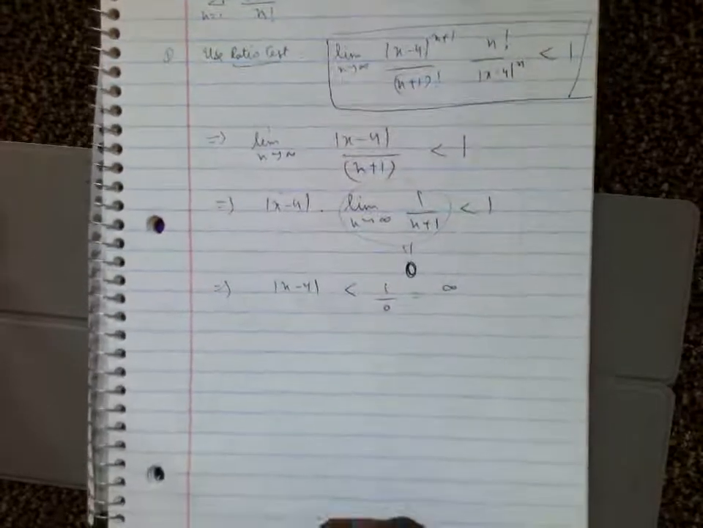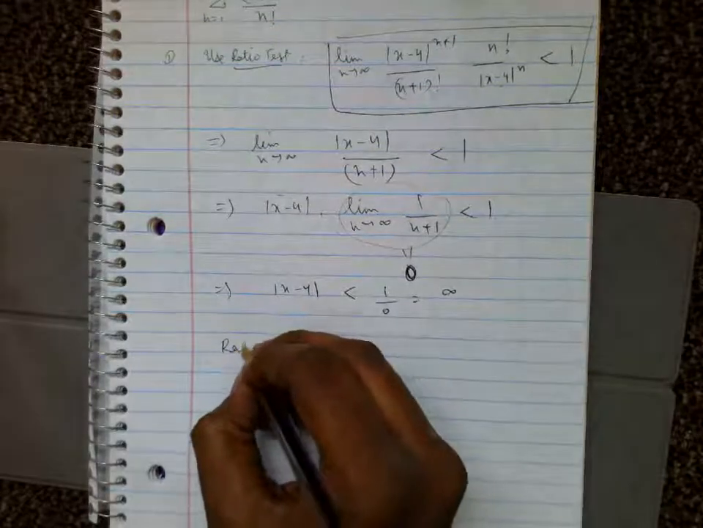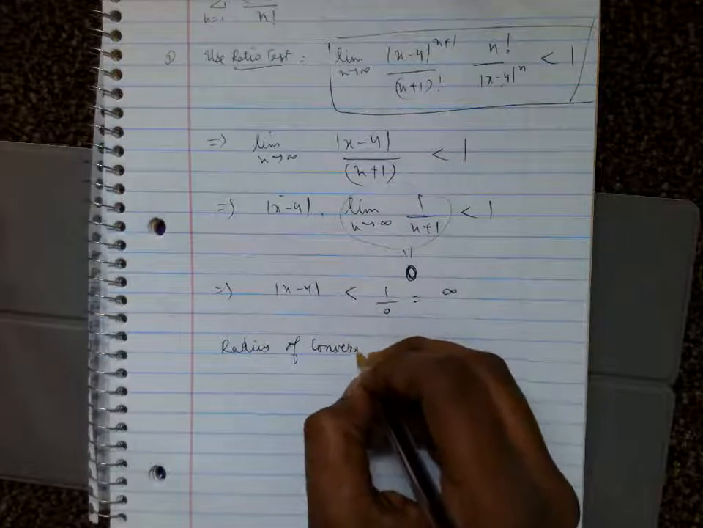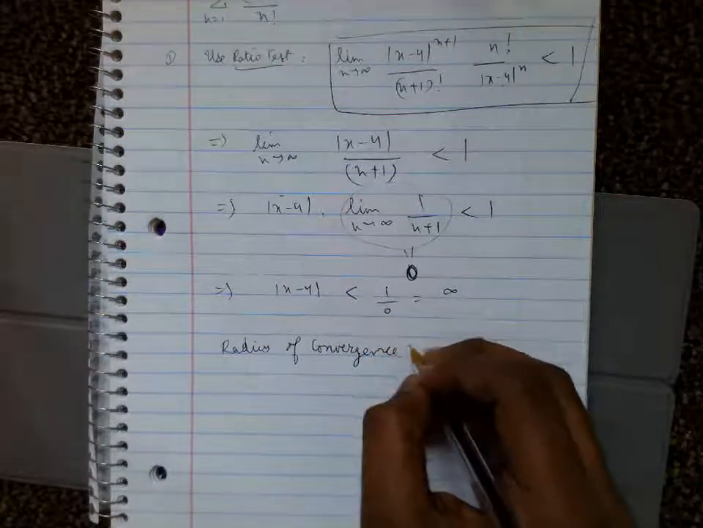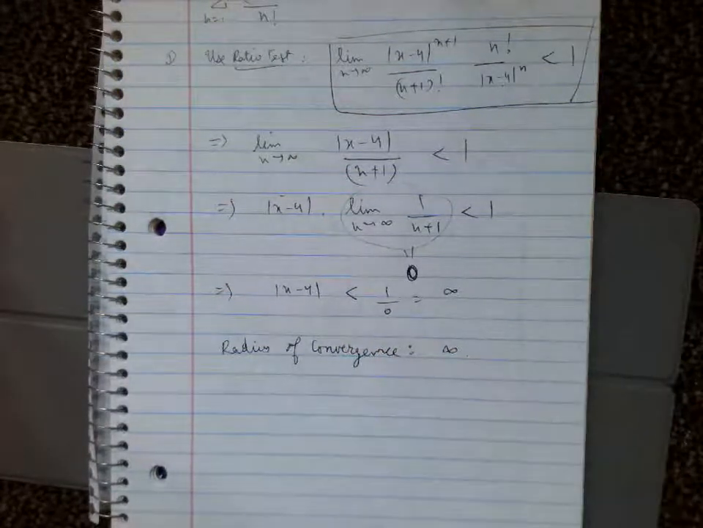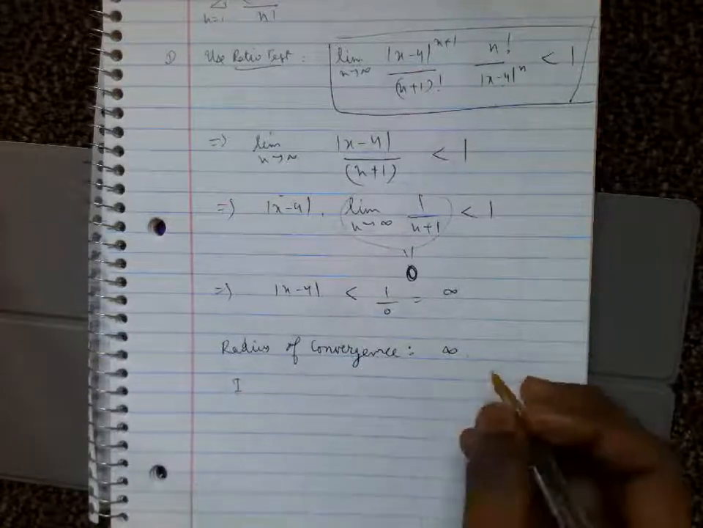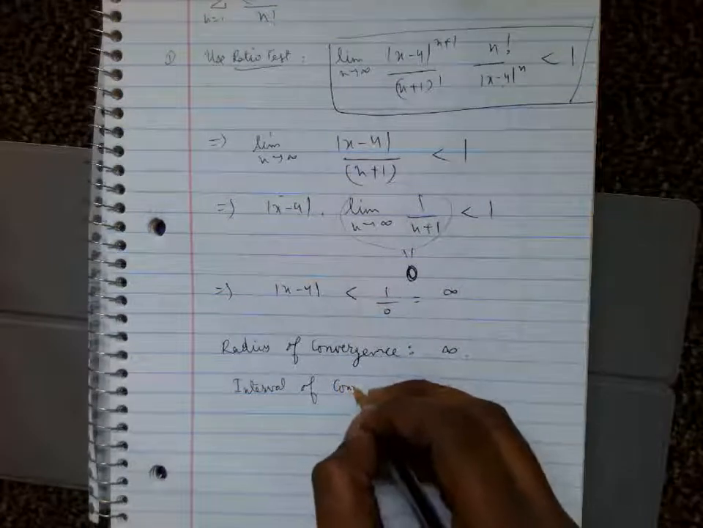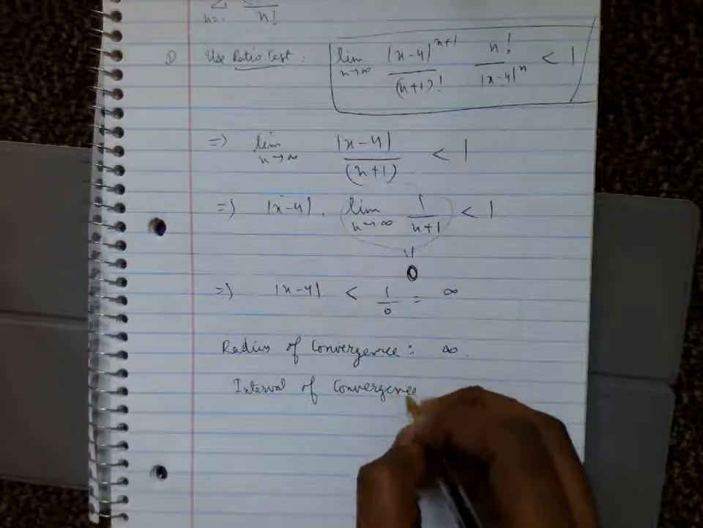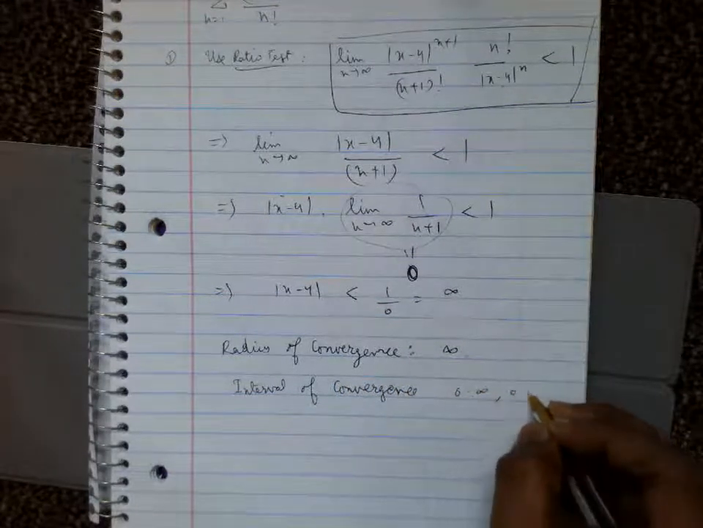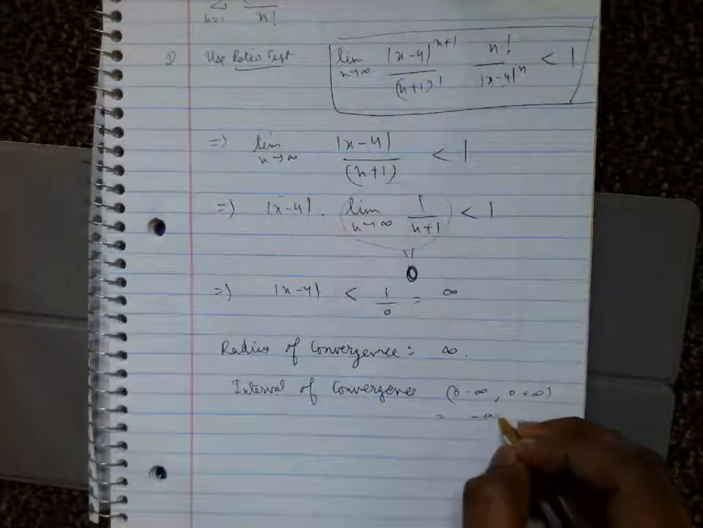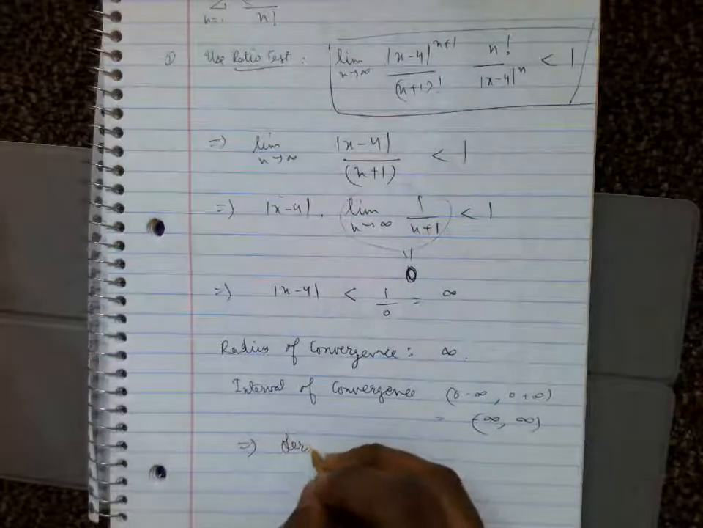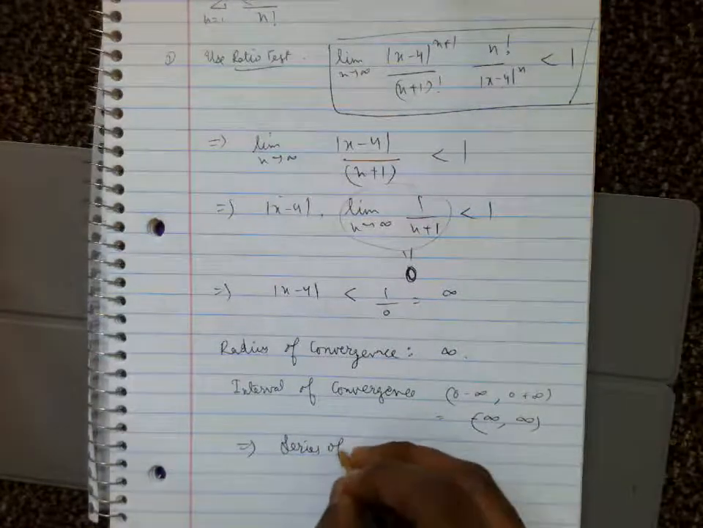Alright. So that means the radius of convergence is infinity. And so when the radius of convergence is infinity, then the interval of convergence will be 0 minus infinity to 0 plus infinity, which is just minus infinity to infinity, which means that this series converges for every x in R.